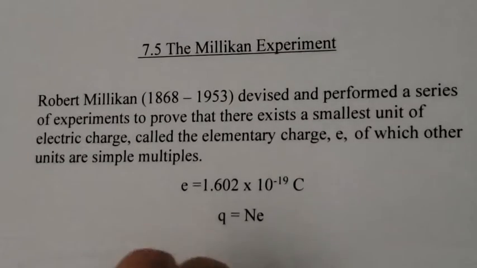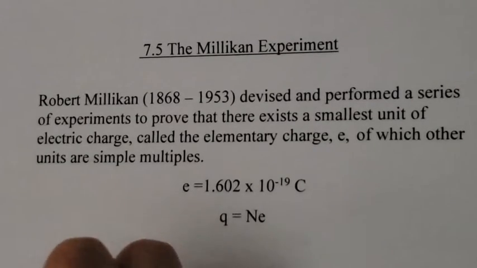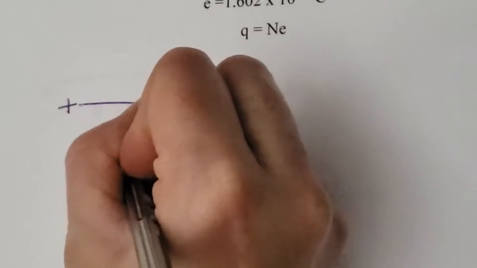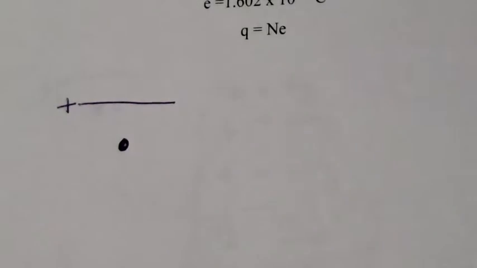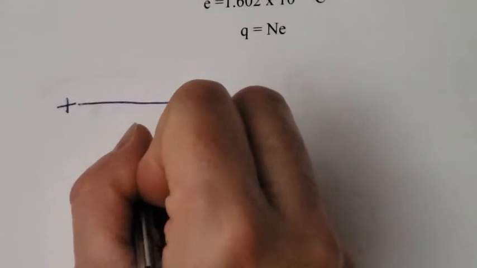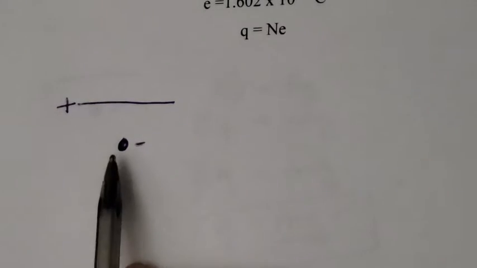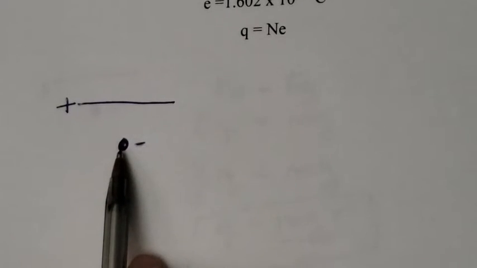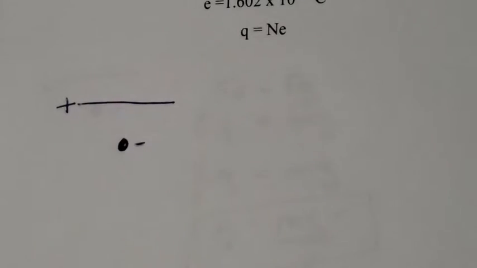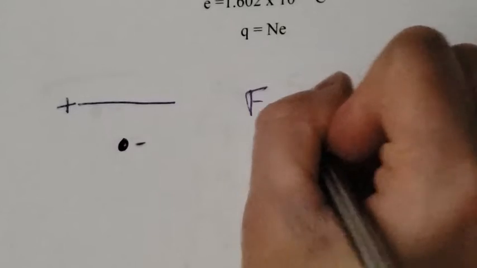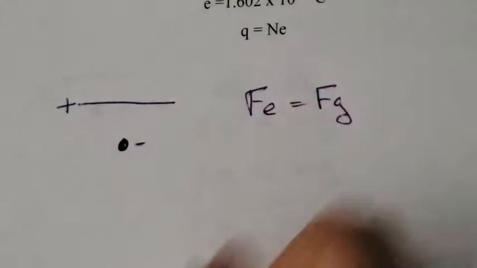So in his experiment, he had this positive plate, and he would suspend an oil drop that was charged with electrons underneath this plate. So if this is positive, and let's say we had a negative charge on this, there's an attractive force. There's also the force of gravity pulling down on this. So for this to be suspended, the electric force up must equal the force of gravity down.